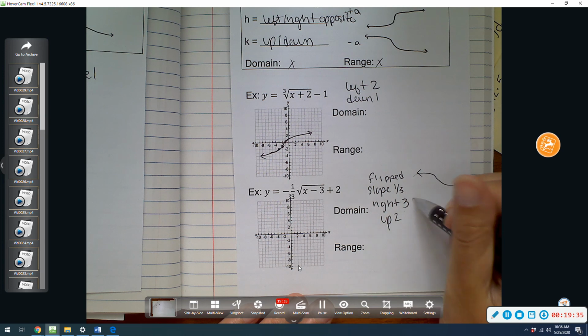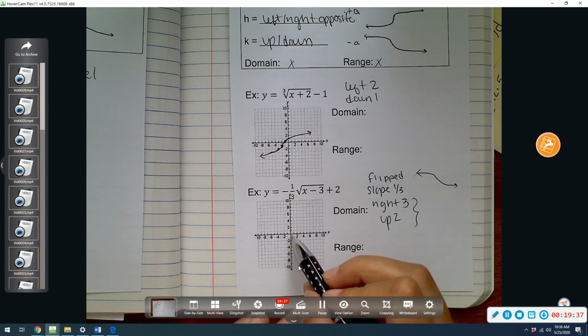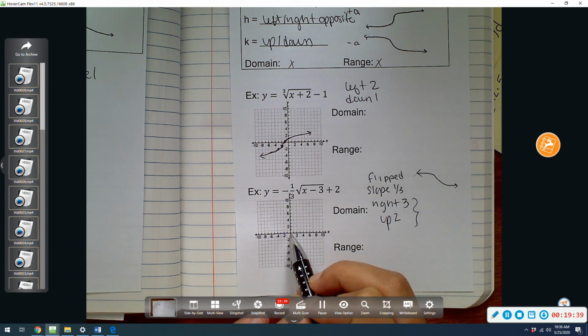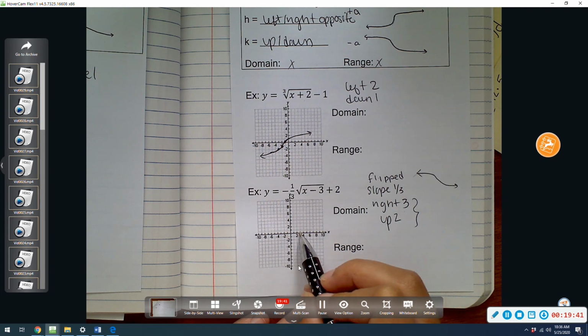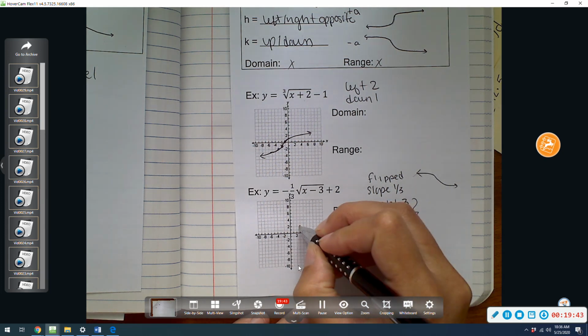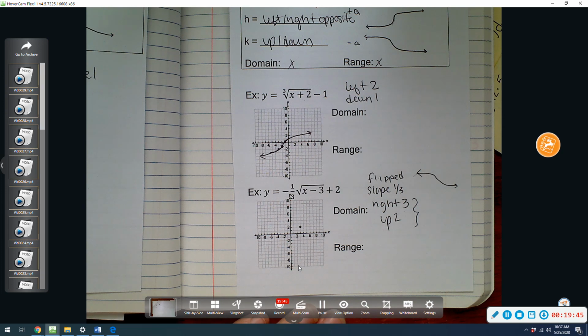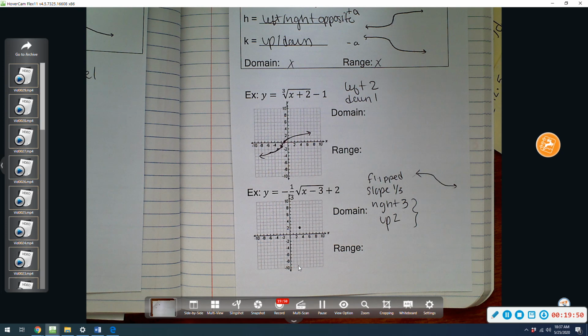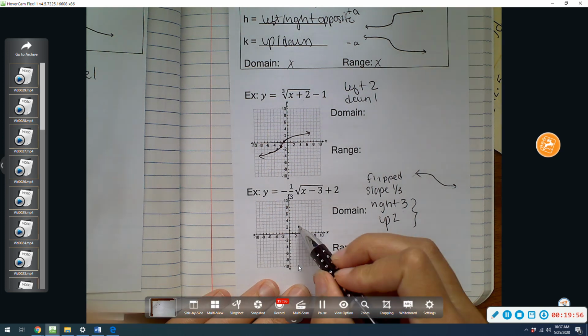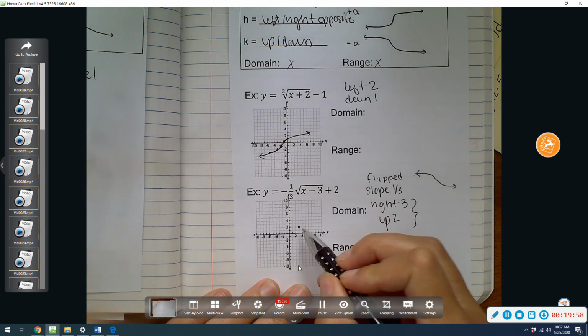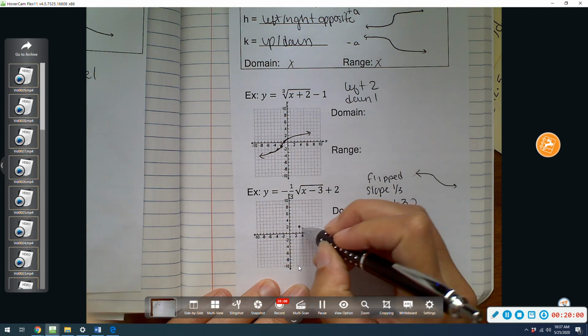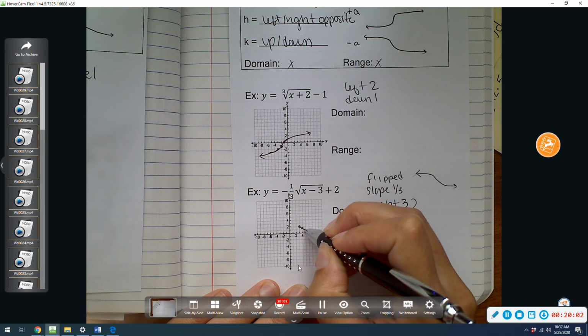And so we always want to first start with our translation. So it always begins at 0, 0. But this one got moved right 3, up 2. And so that's where the flattening out happens. Now it got flipped. So since my slope is -1/3, I can't really do rise over run. I just have to go down a third, which is going to be so small on this graph, and then over 1, so that it's going down like this.